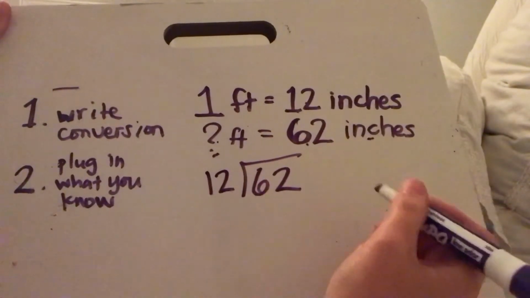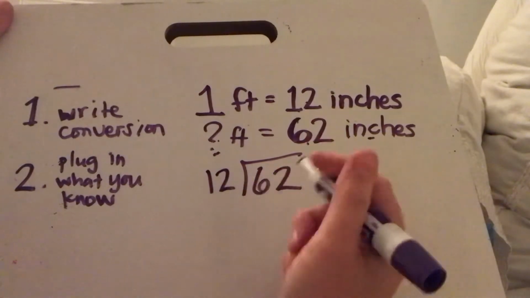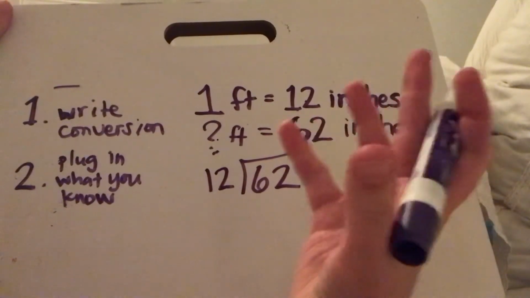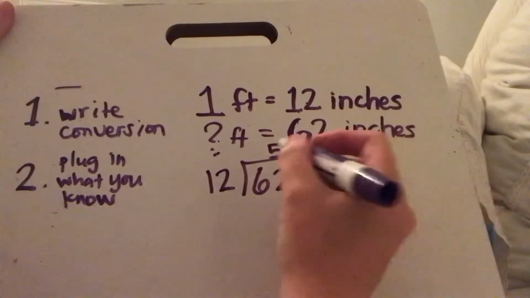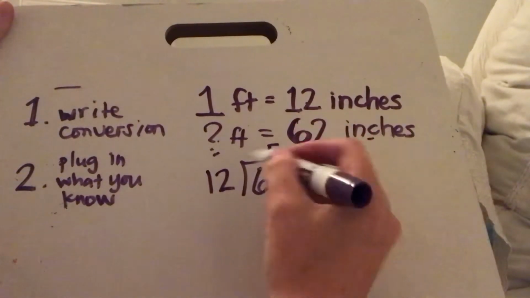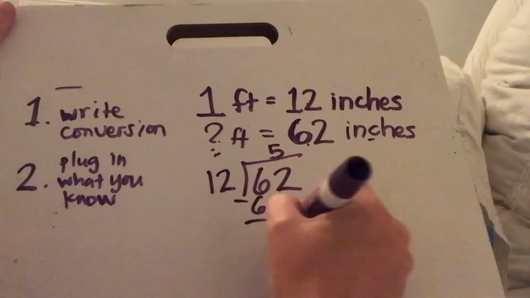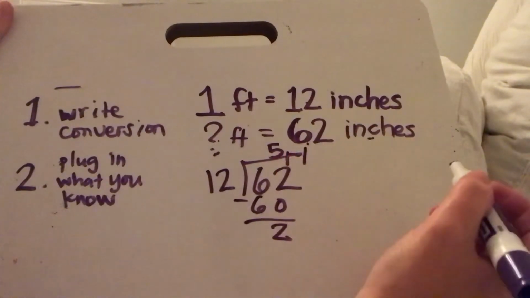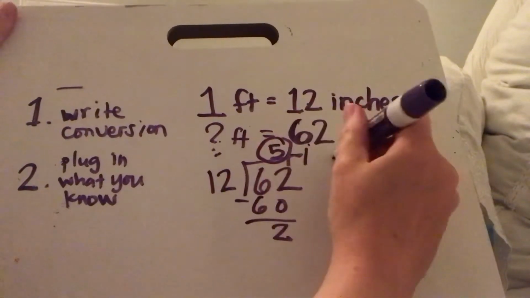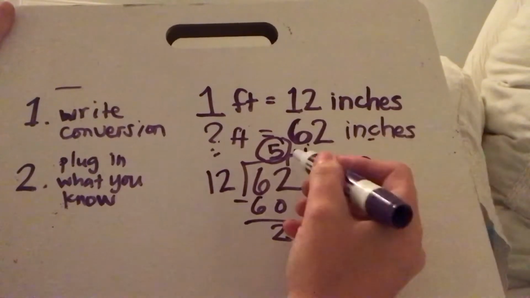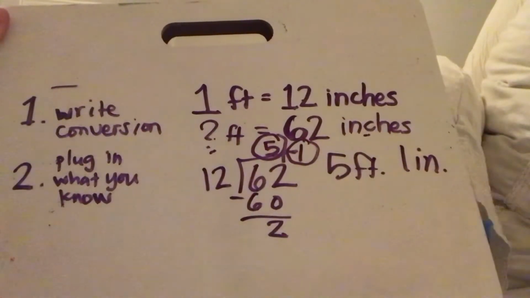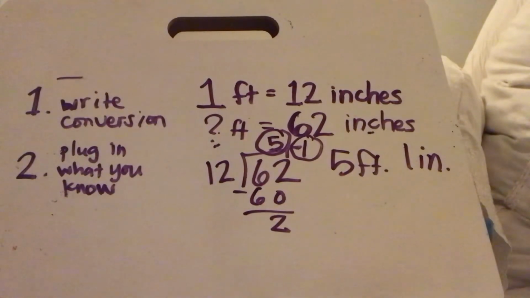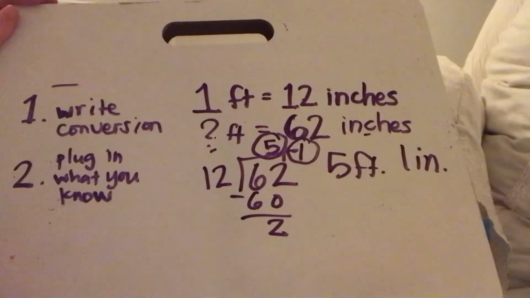12 into 62. Now we know our 12s times tables: 12, 24, 36, 48, 60. Well, that's going to be it. 5 times it's going to go in, but not evenly, so I'm going to have a remainder. 5 times 12 is 60. I have 2 left over. That's my remainder. So 5 remainder 2. That means I have 5 feet, and the remainder is leftover inches: 1 inch. 5 feet, 1 inch. Did that make sense how we did it? If you're not sure, review the slides that I put in Google Classroom.